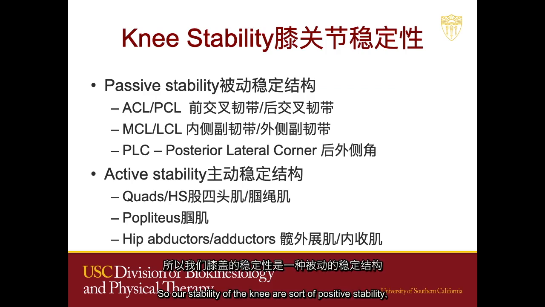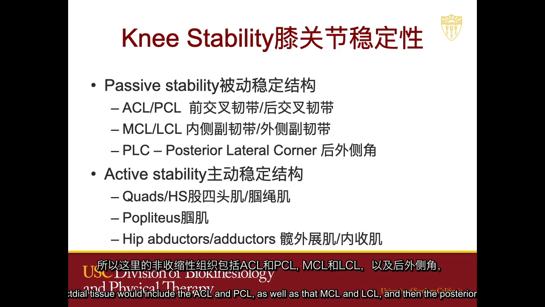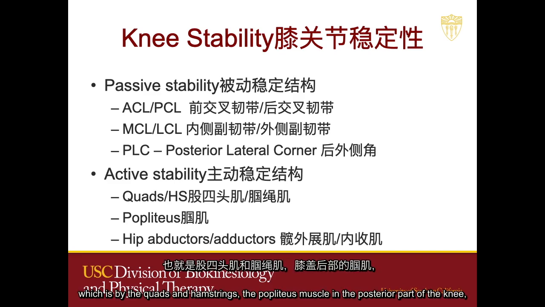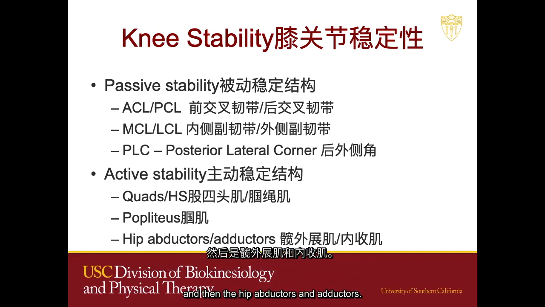So our stability of the knee, our passive stability, so non-contractile tissue, would include the ACL and PCL, as well as the MCL and LCL, and then the posterior lateral corner, which is basically just connective tissue. That is mostly what comes off of the IT band. We also have active stability, which is by the quads and hamstrings, the popliteus muscle in the posterior part of the knee, and then the hip abductors and adductors.